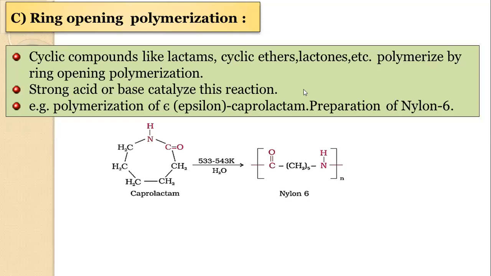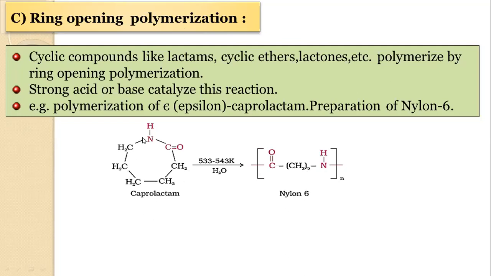Yesterday we finished the lecture to this point. So again I am explaining what is meant by ring opening polymerization. In this ring opening polymerization, as the name itself suggests, the monomers have a ring, and the ring is opened and the polymer is formed.